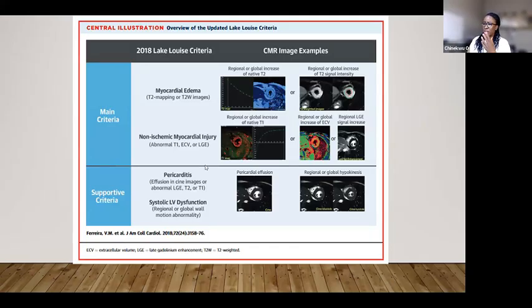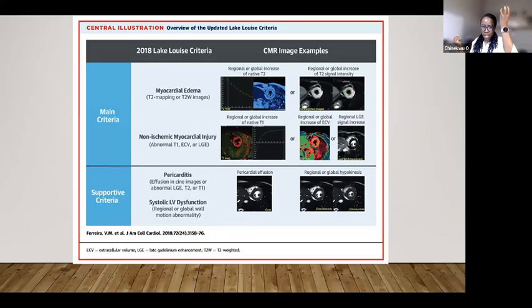And effectively what we're trying to say is, if we have the patients that we've described and we offer them a cardiac MRI, if we have two MRI indicators, then they have myocarditis, and that's the diagnosis. And what are these indicators? A T2-based criterion and a T1-based criterion. Essentially, one criterion is looking out for myocardial edema, and the other is looking out for non-ischemic myocardial injury.